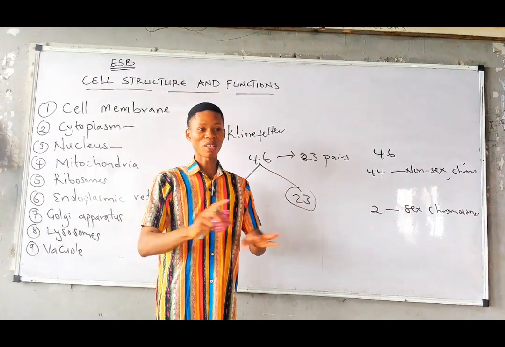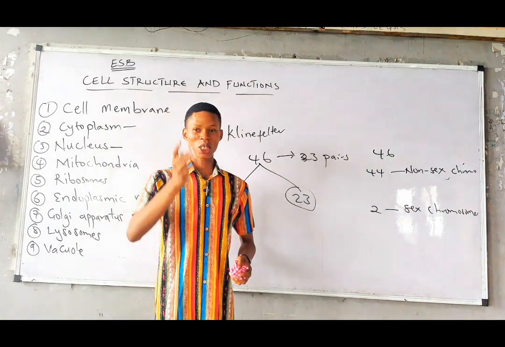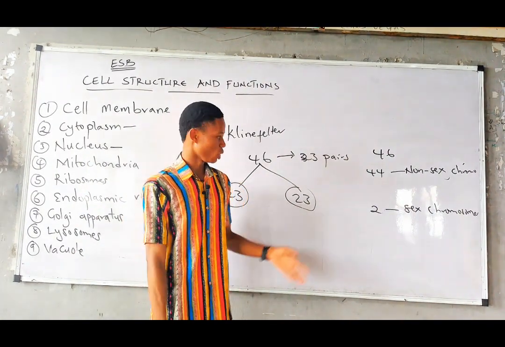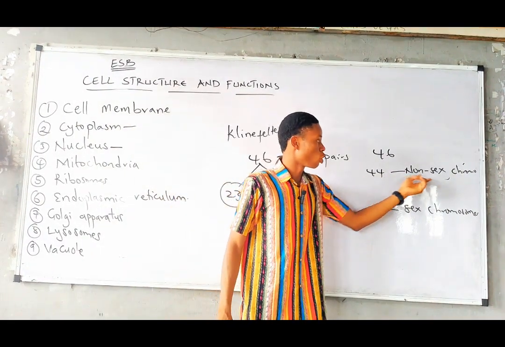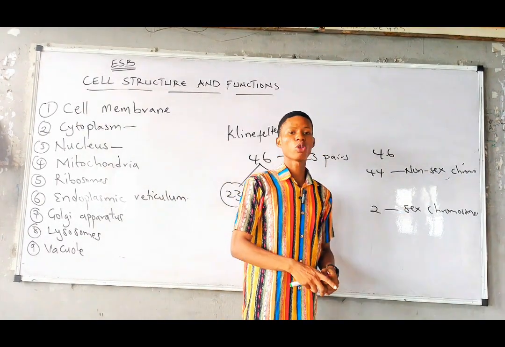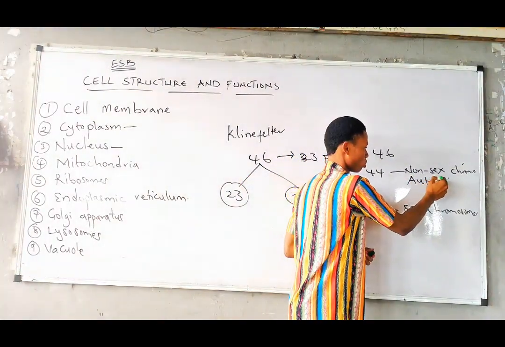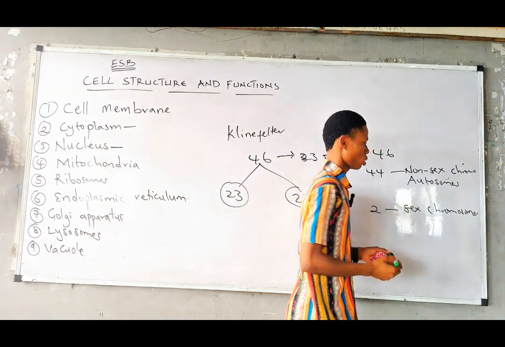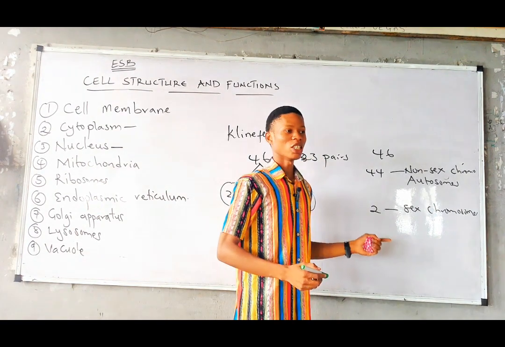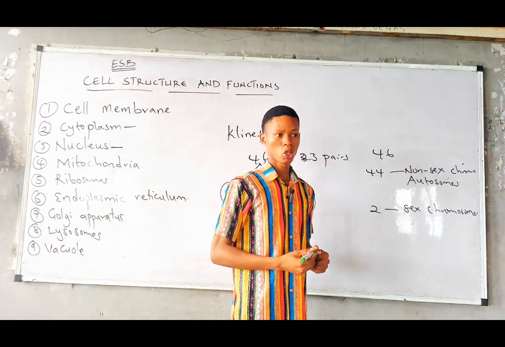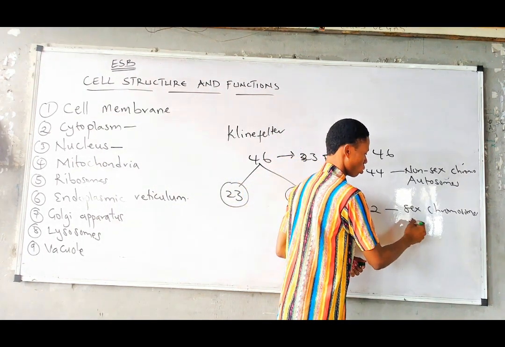Just like I said, today is a foundation class. From next class I'll go straight to a particular topic we are doing, but today is a background class, a foundation class. Now we have 44 non-sex chromosomes. If you don't call them non-sex chromosomes, you call them autosomes. Autosomes. Then, how many sex chromosomes do we have? 2 sex chromosomes, right? If you don't call it sex chromosome, you call it allosomes.